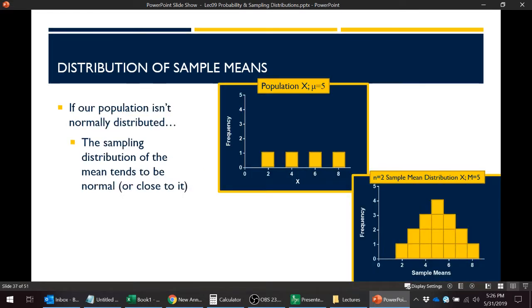Now, the other thing to note is that regardless of how the population, that original population, is shaped, the distribution of sample means is always symmetrical, it's always unimodal, and once your sample size is large enough, it's normally distributed as well.